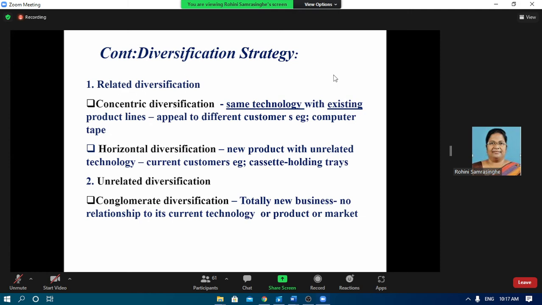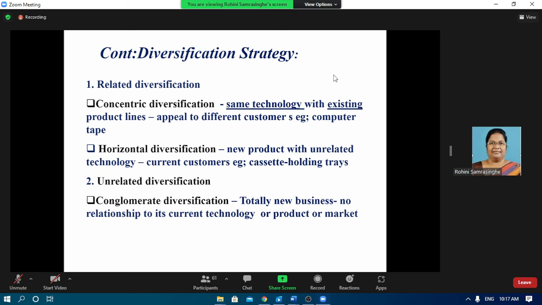The second one is horizontal diversification. It is when new products are less risky. Again, you can see here a new product with unrelated technology, but it appeals to the existing target market, the current customers, right? That's why it's less risky, because they are targeting existing customers, people who are loyal to the company. They are ready to buy, sometimes they are willing to buy.